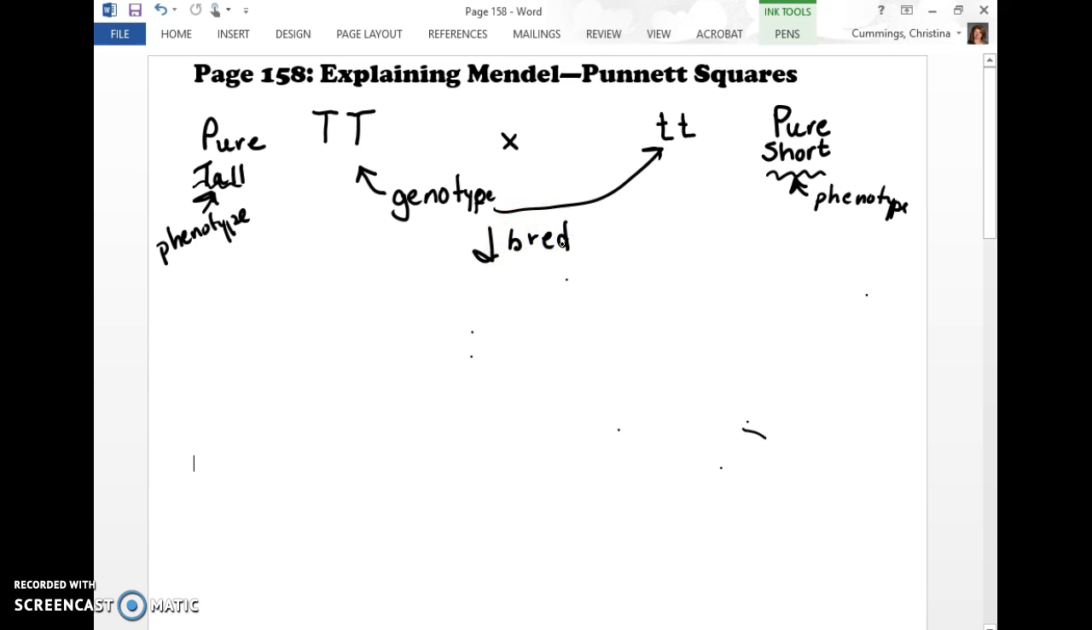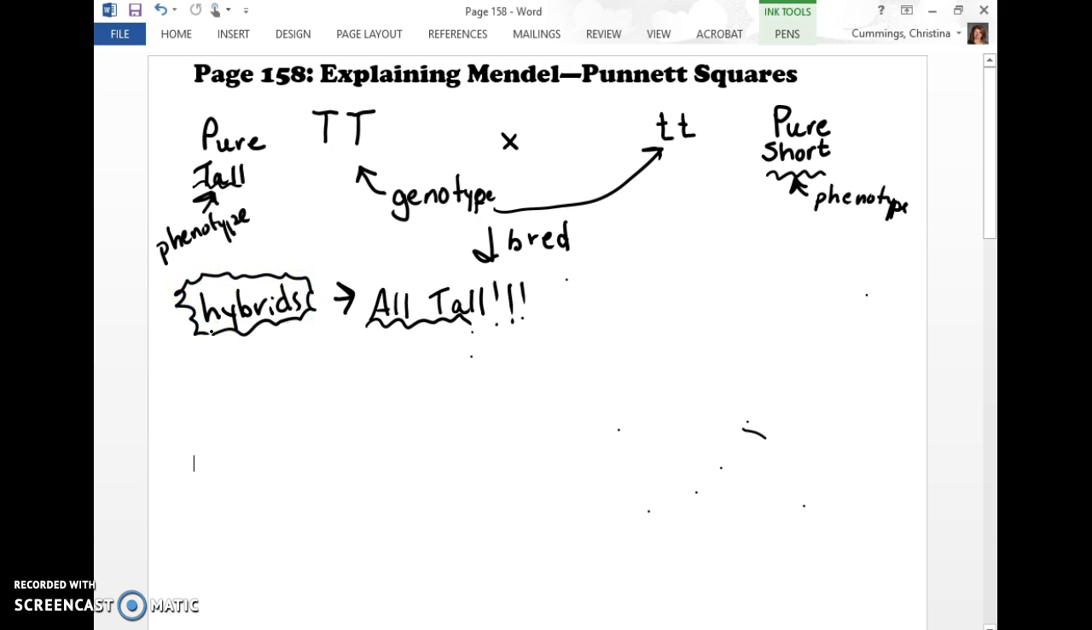those two plants together, a pure tall and a pure short, he didn't get medium-sized plants. He got plants that were all tall. Okay? A shocker. He called those plants, if you remember from yesterday, hybrids. Okay? Hybrids to him were a mix of two different phenotypes.